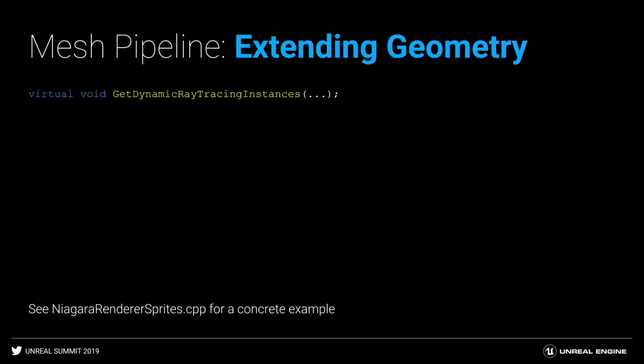Yeah, so this is the function for extending that geometry support. If you were making modifications to the engine and wanted to make a new geometric type that supported ray tracing, you would just need to fill out this function, which needs to create your ray tracing geometries, create your ray tracing instances, and define your material bindings for each geometry segment. And if you want an example of this, just take a look at the Niagara renderer sprites. This is one that we implemented, and you can look at it for a good example on how to extend things yourself.